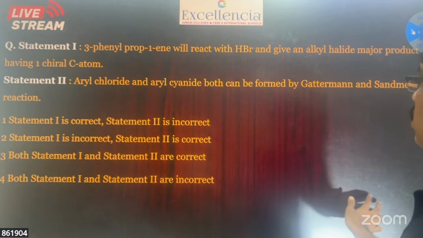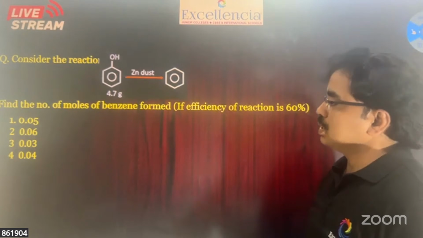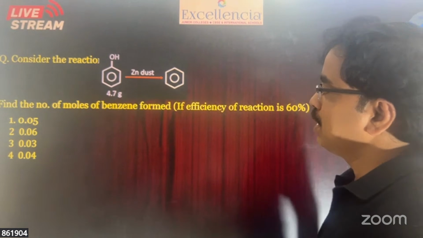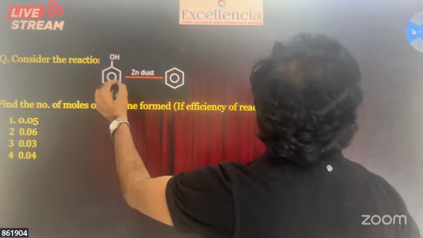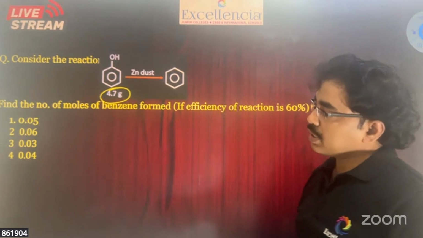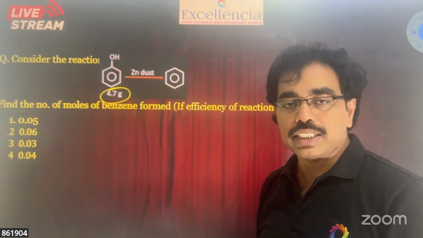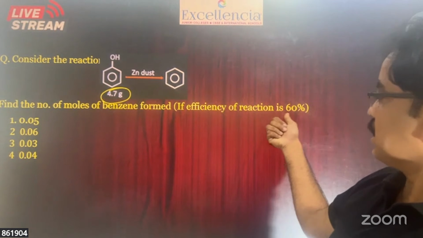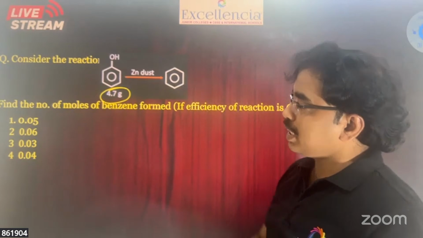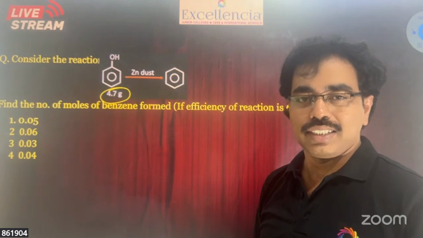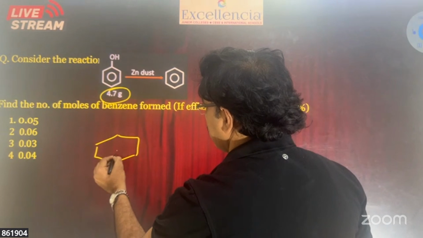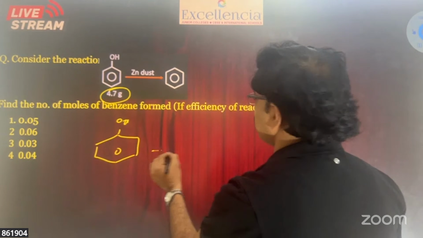Yeah. This is completely related to organic as well as quantitative, which is mole concept. The question given here: we have 4.7 grams of phenol, and the product is benzene. But they are asking, the efficiency of the reaction is 60%, not 100%. That's why it is related to organic as well as simple mole concept. So guys, here the phenol and the benzene are given.